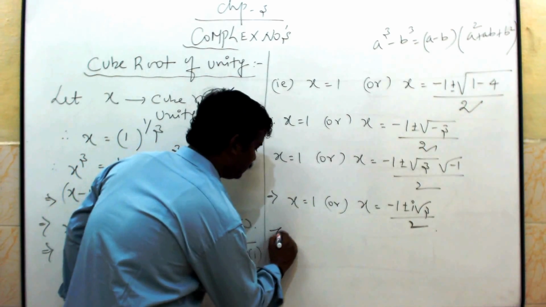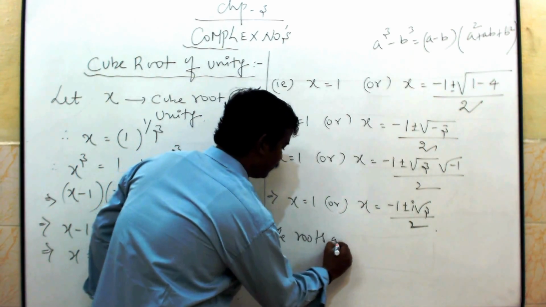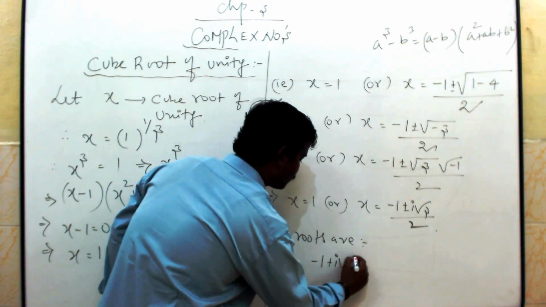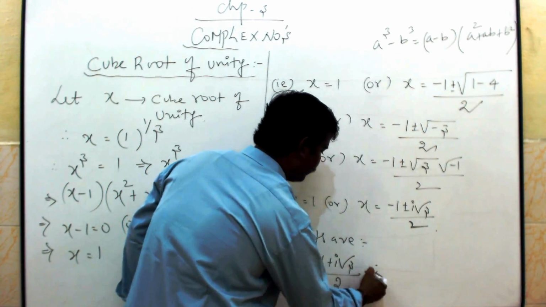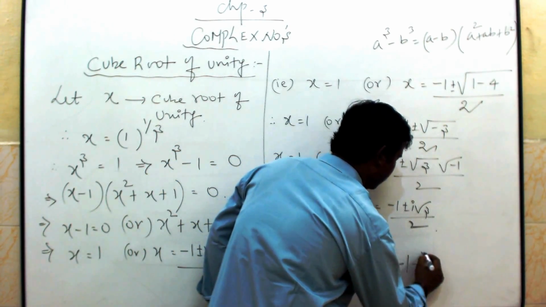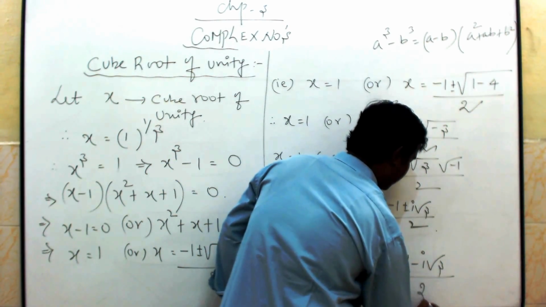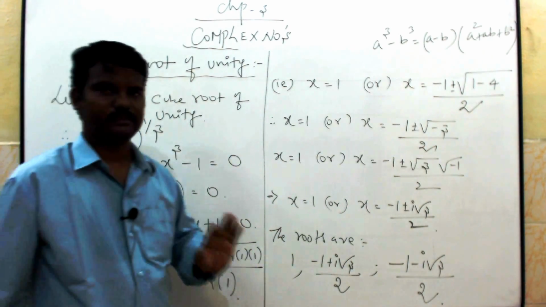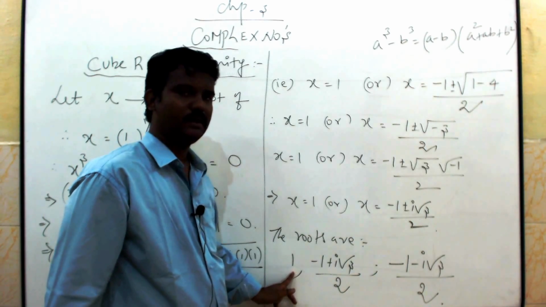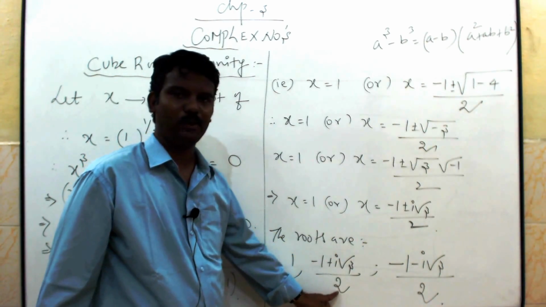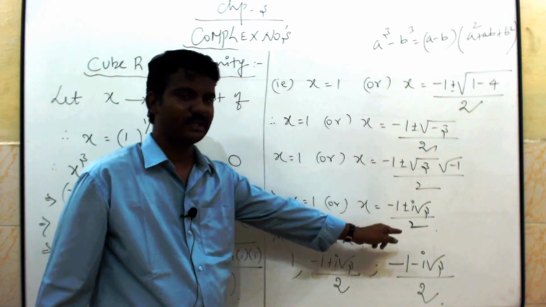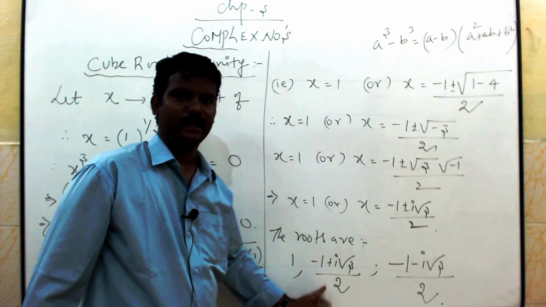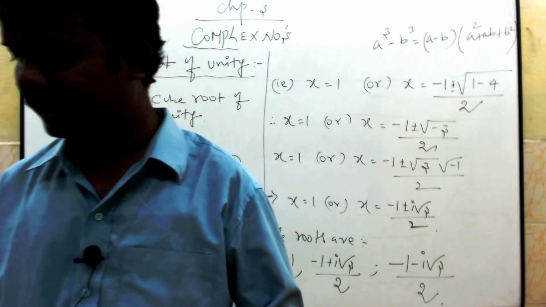So therefore the three roots are 1, minus 1 plus i root 3 by 2, and the other value is minus 1 minus i root 3 by 2. So these are the cube roots of unity. Okay, one root is 1, the other root is minus 1 plus i root 3 by 2. The final root is minus 1 minus i root 3 by 2. So பாத்தீங்களா, இதோட கான்ஜுகேட் தான் இங்க இருக்கு பாருங்க. அதே மாதிரி இதோட கான்ஜுகேட் தான் இங்க இருக்கு. Okay, right.